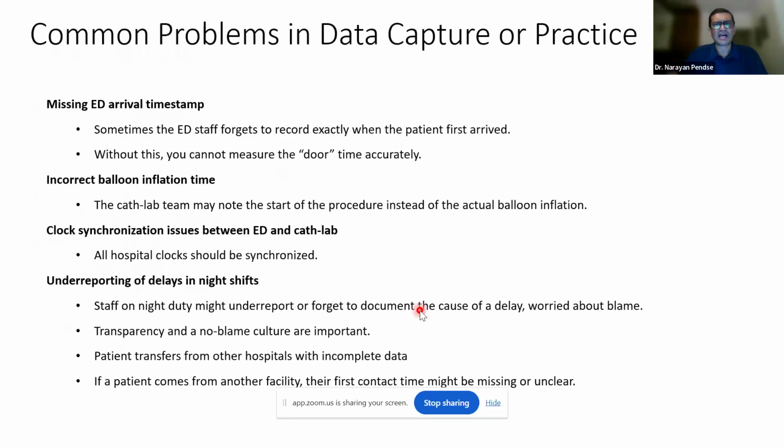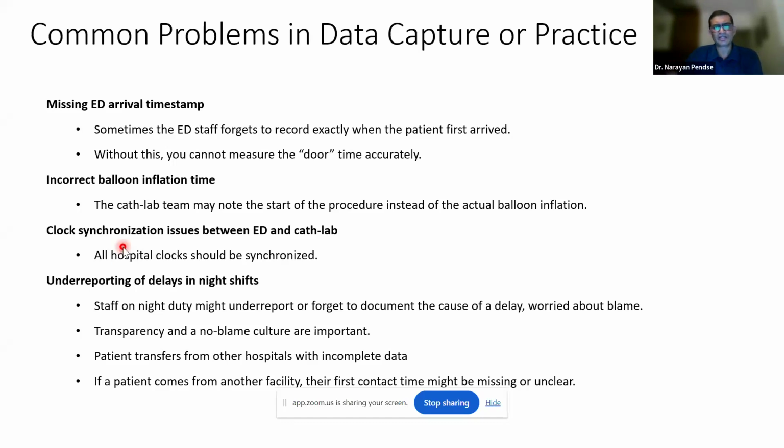Obviously, there can be some gaps in data capture or practice if the time was not documented, or documented later, or was documented incorrectly. Sometimes simple things like synchronization of clocks between the two departments, even if there is a difference of, let's say, a few minutes, can create a lot of impact in the actual calculation of the indicator and the parameter.